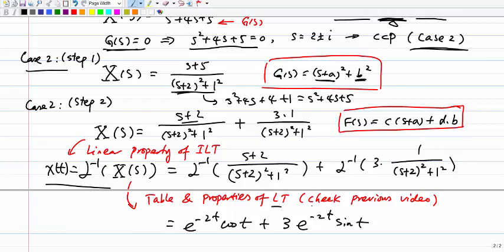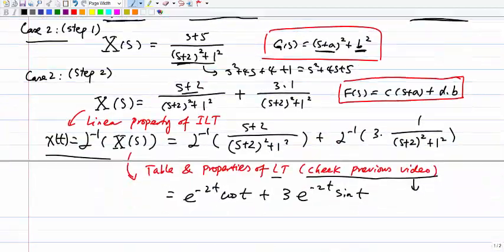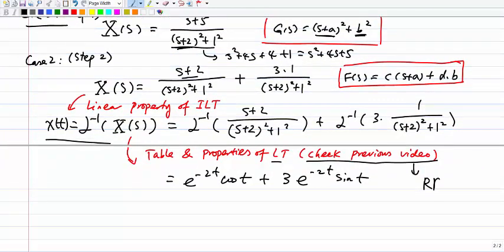I don't want to talk too much about this here. You can check my previous video, which I believe is the last case, on real repeated poles. I gave an example of how to use a table to find the inverse of each individual component. If you do the inverse, the first term gives e to the minus 2t times cosine t, and the second term is 3 times e to the minus 2t times sine t. So that's the solution.